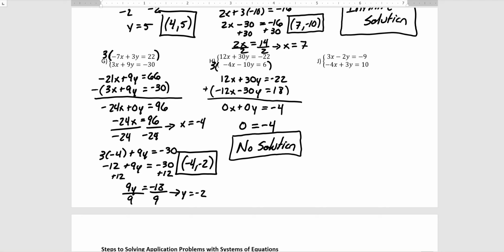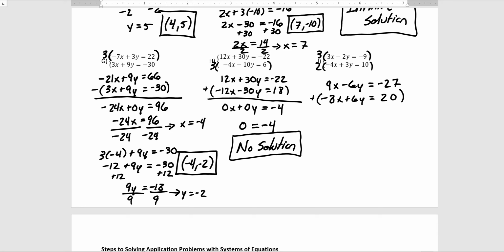I'm going to eliminate y here. So I'm going to multiply this top equation by 3, the bottom equation by 2, so that my y's become 6. The top one will be negative 6, the bottom one positive 6. So I'll have 9x minus 6y equals negative 27. I'll have negative 8x plus 6y equals 20. Now, I'm going to add these together to eliminate them.